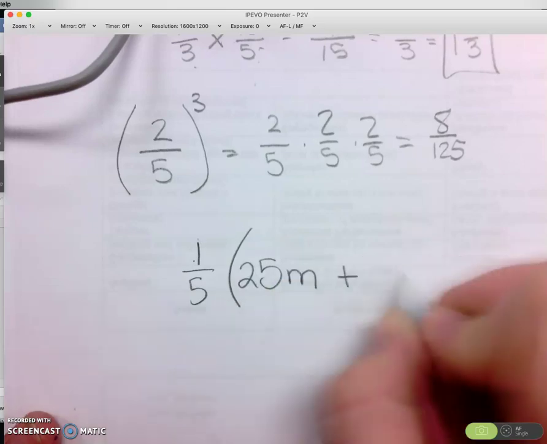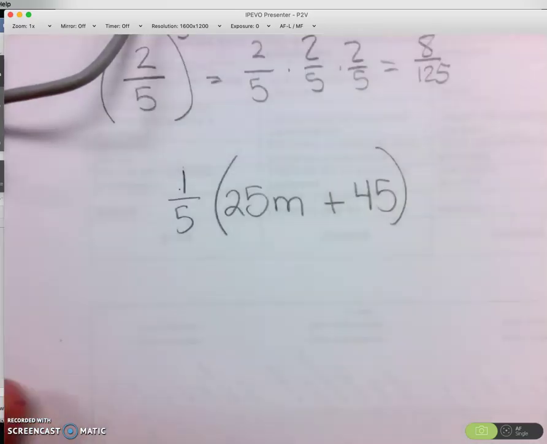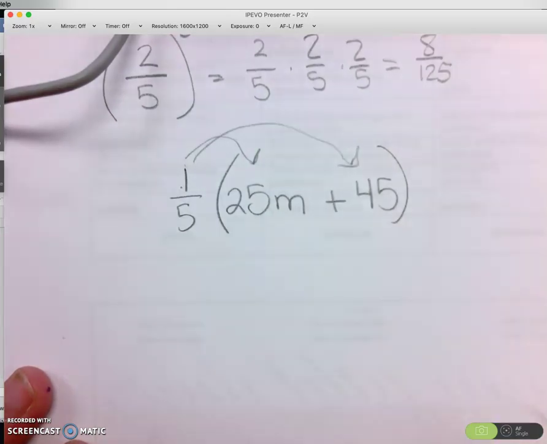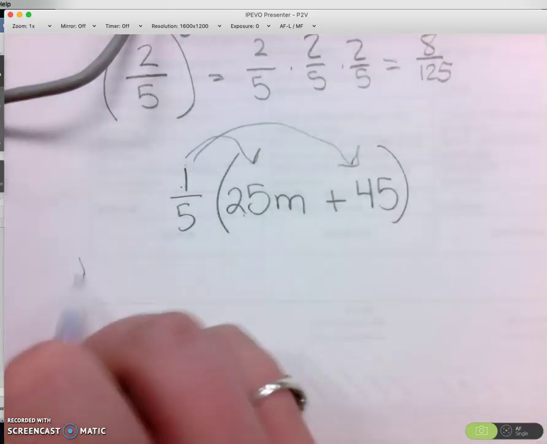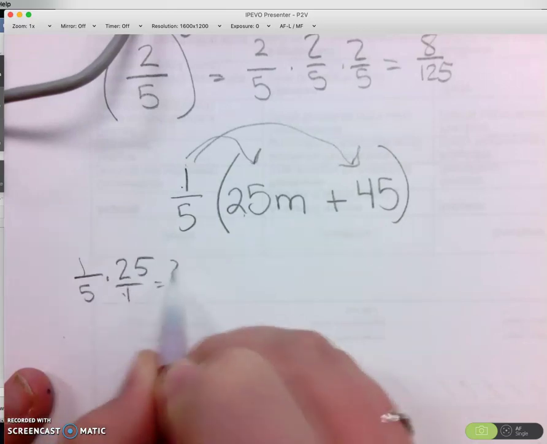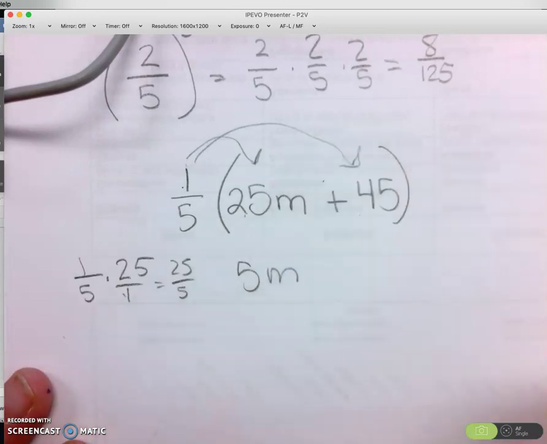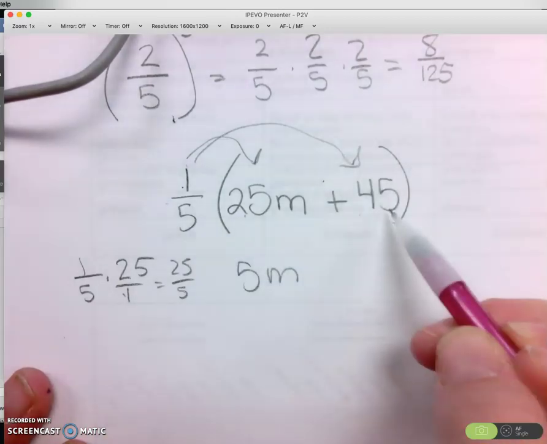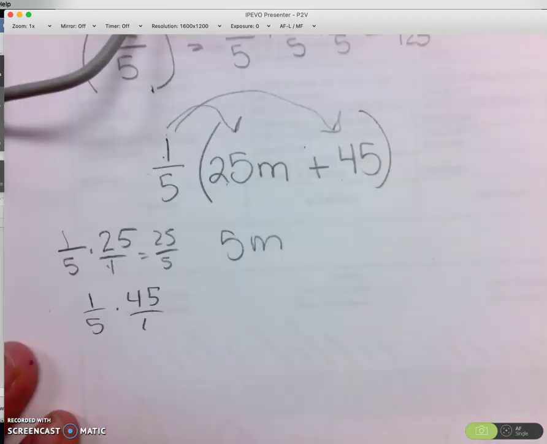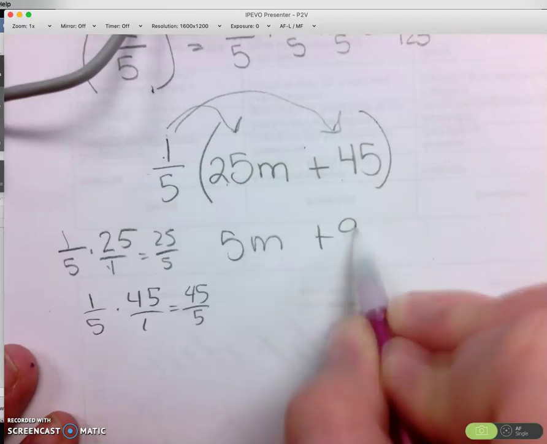Something like this, and you have to distribute this within here. So 1/5 times 25, which is 25 over 5, which is 5m, and then again 1/5 times 45, so 1/5 times 45 over 1, which is 45 over 5, which is plus 9.